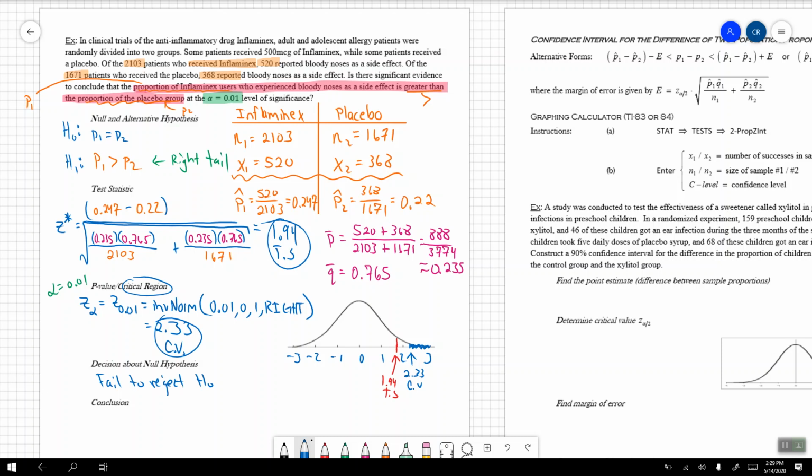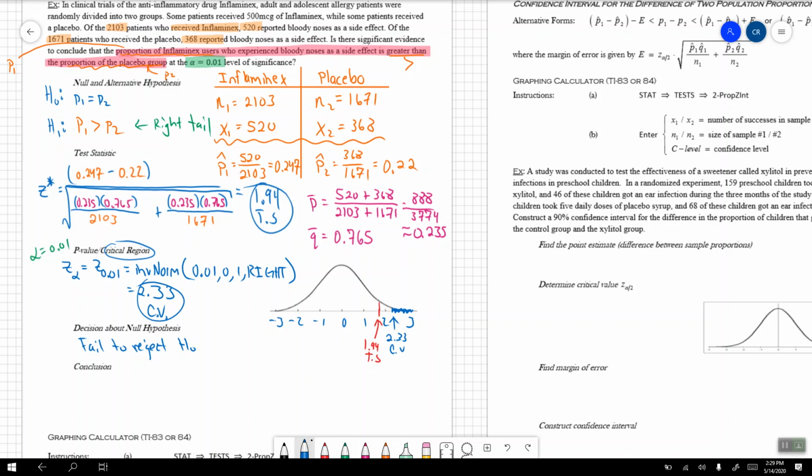So fail to reject the null hypothesis, this means that when we're looking at the data, there is not enough evidence to support this hypothesis. All right, and again, the way we want to summarize is by answering the question. And the question was, is there significant evidence to conclude that this hypothesis will hold? And our finding is, no, there's not enough evidence to support that. All right, so let's go through and let's write that down.